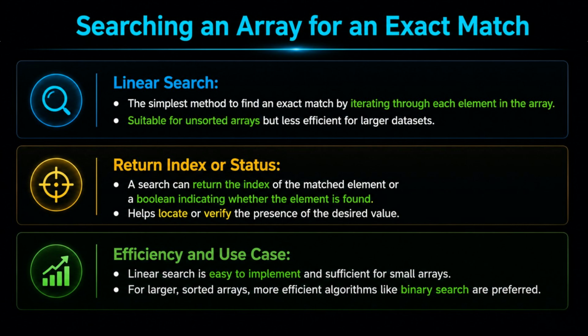Linear search is the simplest way to find an exact match in an array. Just iterate through every element until you find it. It works on unsorted arrays, though it gets less efficient as the array grows larger. A search can return either the matching index itself, or simply a true or false result confirming whether the value exists at all. Linear search is easy to implement and perfectly fine for small arrays. For larger, sorted datasets, a more efficient algorithm like binary search is usually the better choice.